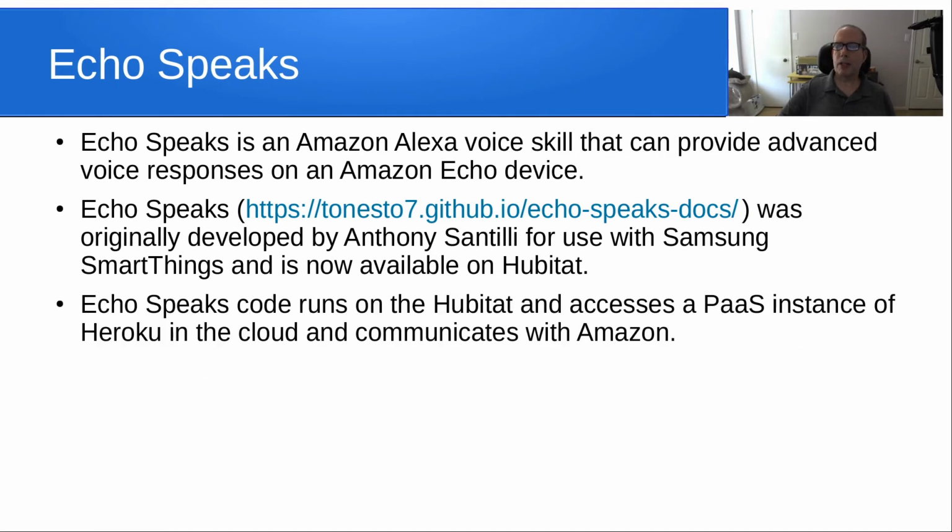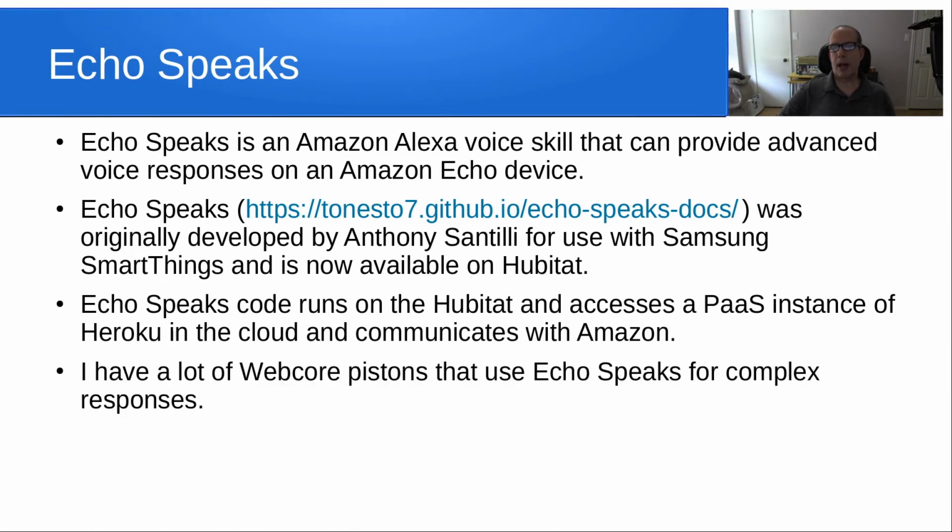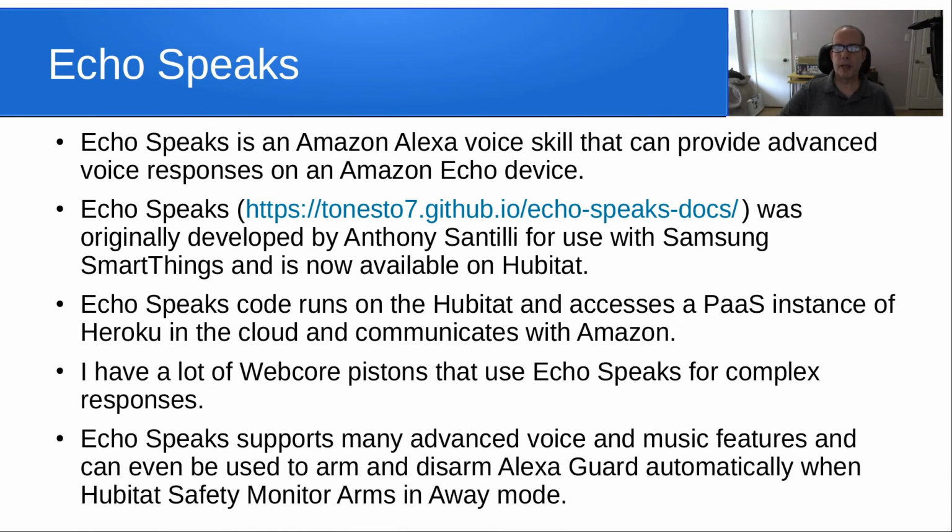So Echo Speaks code runs on the Hubitat and accesses a platform as a service instance of Heroku in the cloud and communicates back to Amazon. I have a lot of WebCoRE pistons that use Echo Speaks for complex responses. And Echo Speaks supports many advanced music features and can even be used to arm and disarm Alexa Guard automatically when Hubitat Safety Monitor arms in Away mode.